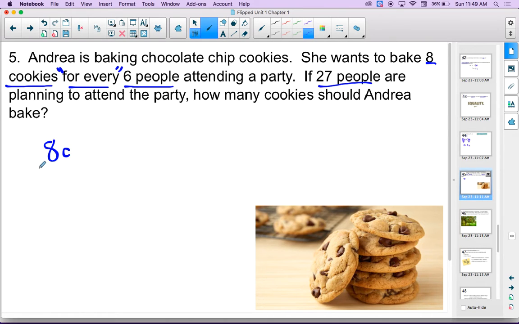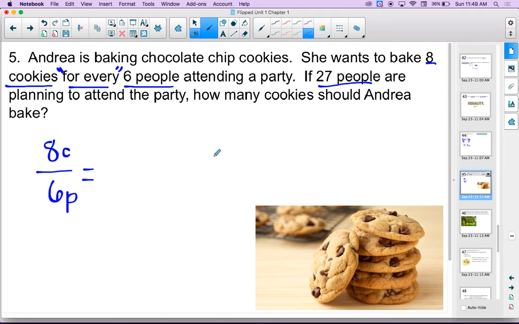I'm just going to use C to show that I'm talking about cookies here. She wants to bake 8 cookies for every 6 people. I'll use P to represent people. So these are units. Remember, we're setting up ratios. Actually, this would be a rate because we have units in our problem. So since we're setting up that rate, we're showing that our units go along with our numbers.